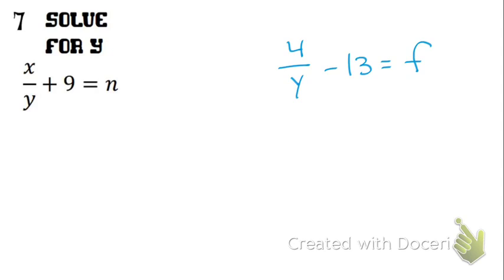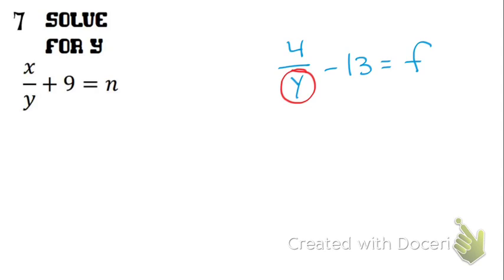If I want to solve for Y in my problem, Y is down in the denominator. So my first step is to try to get that Y up from the denominator, because right now this is like saying 1 over Y. So the first step is to get it up from the denominator.